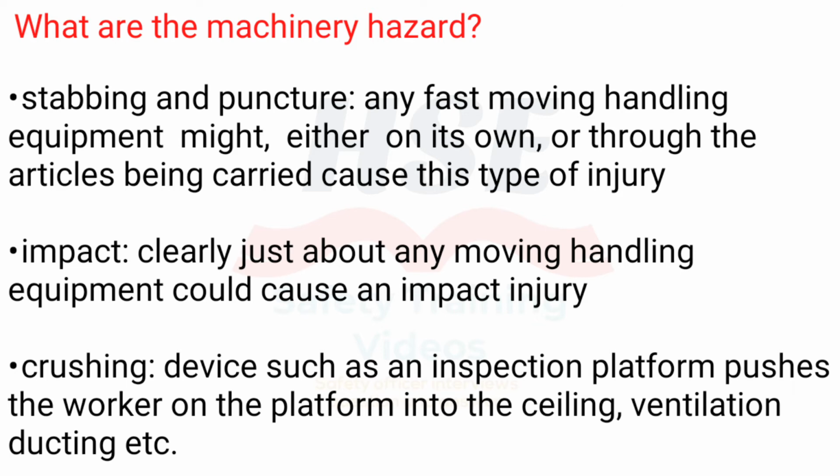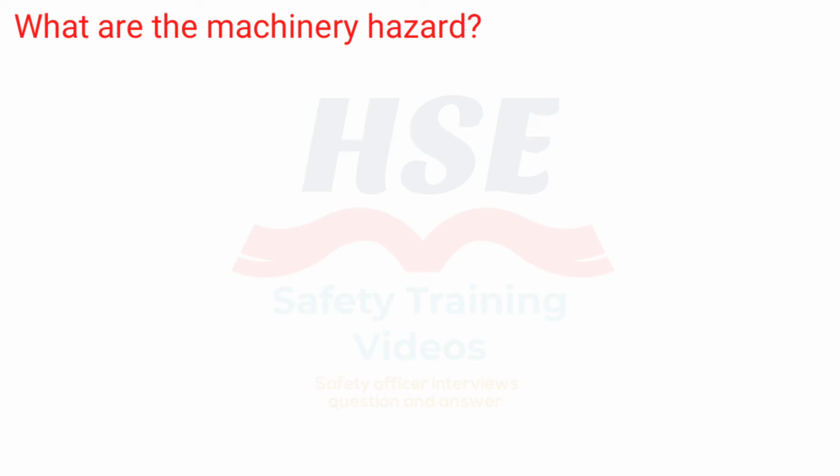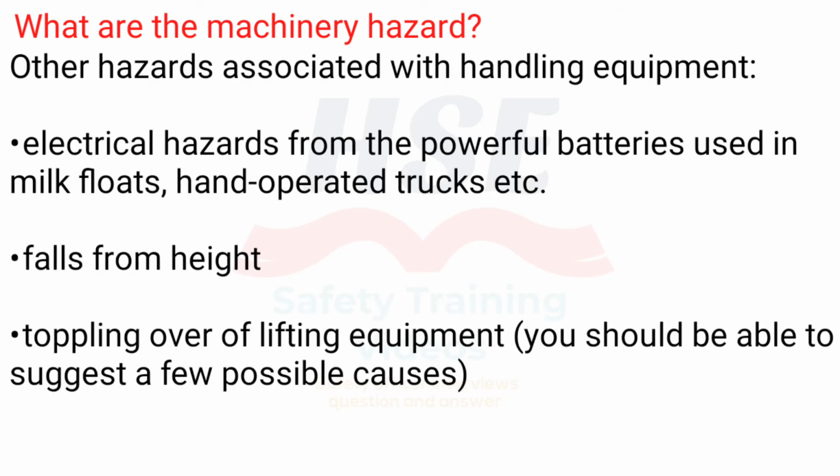Impact: clearly just about any moving handling equipment could cause an impact injury. Crushing: a device such as an inspection platform pushes the worker on the platform into the ceiling, ventilation ducting etc. Drawing in: roller and screw conveyor systems for moving bulk materials. Other hazards associated with handling equipment.